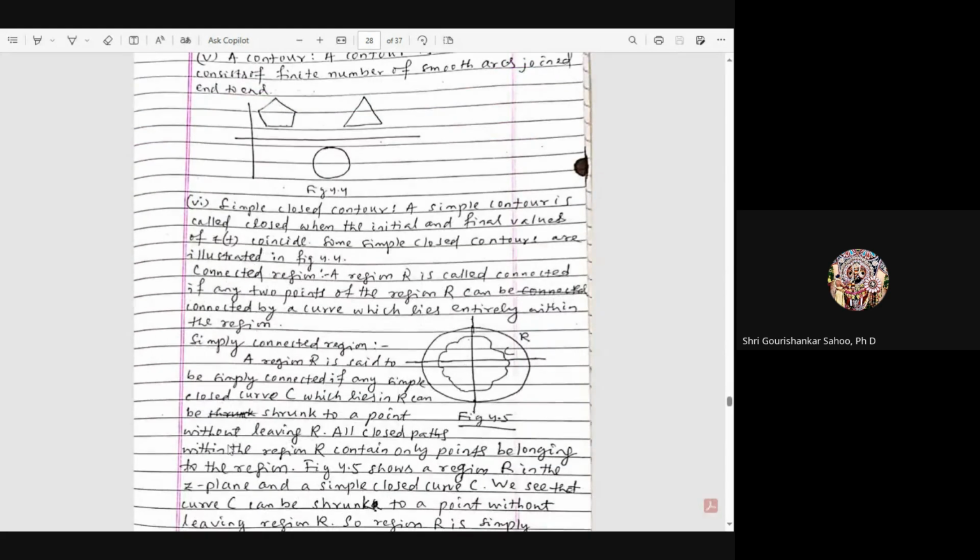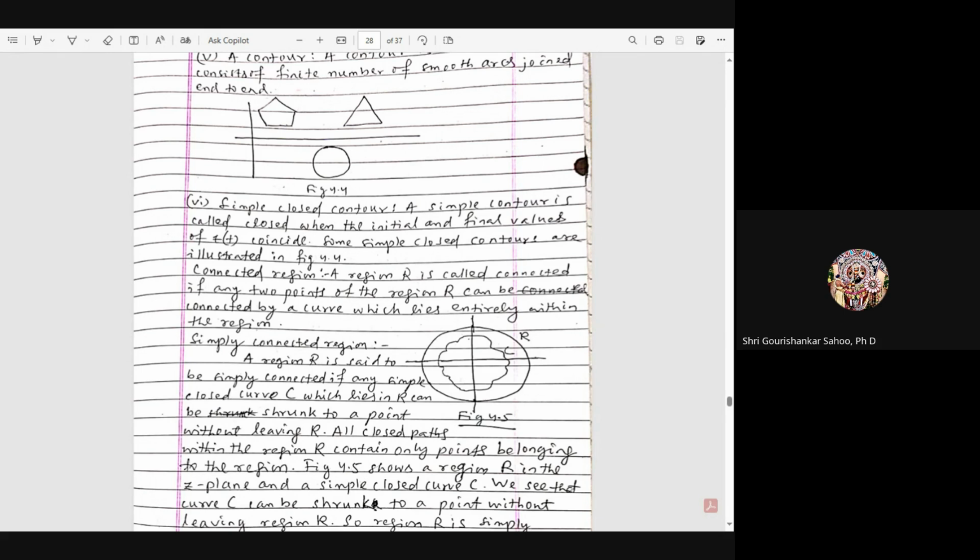Then what is a simple closed contour? A simple closed contour is called closed when the initial and final values coincide at some point. So look at figure 4.5. You can see that like 4.4, in 4.5 the curve is connected or joined at a point. So what is a connected region? A region R is called connected if any 2 points of the region can be connected by a curve which lies entirely within the region.